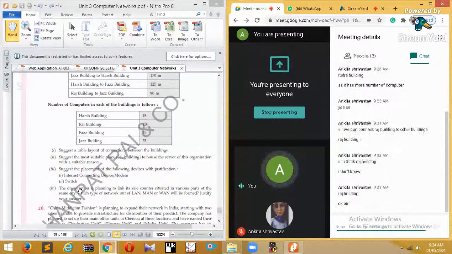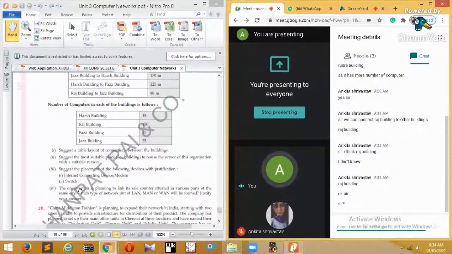The switch is a special version, or in short, a switch is called an intelligent hub. It is called an intelligent hub because a hub does not have a proper algorithm, but a switch has a proper algorithm to send the data in a particular direction.